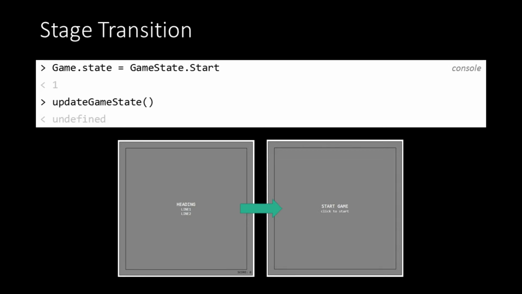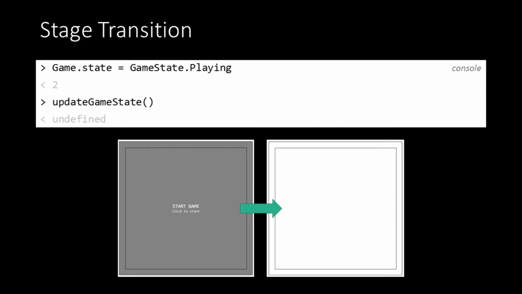Now to test the stage transitions, you can open the browser console window. We'll set the state to GameState.start and then execute the function updateGameState. Now what you'll see is the text in the information overlay change from the default to the text we set in the game start state. Next, we'll test the playing game state. We'll set the state to GameState.playing and execute the updateGameState function. This should hide the information overlay.